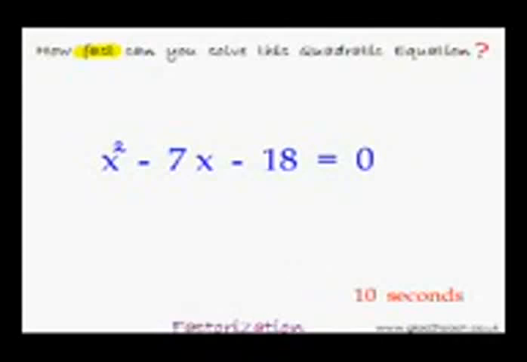Master the factorization method of solving quadratic equations. So my question to you is, how fast can you solve this quadratic equation? This one. Though you are getting 10 seconds, but really you don't need more than 5 seconds if you know this trick. Start.